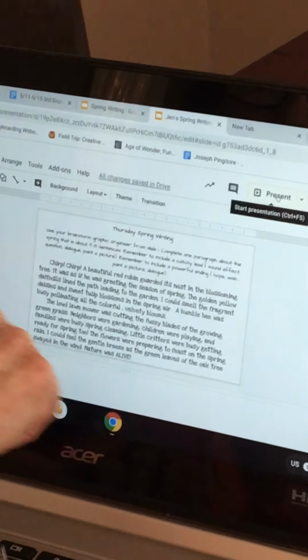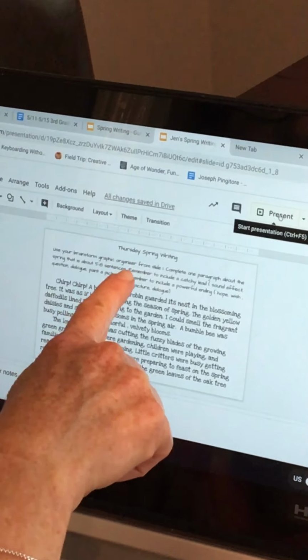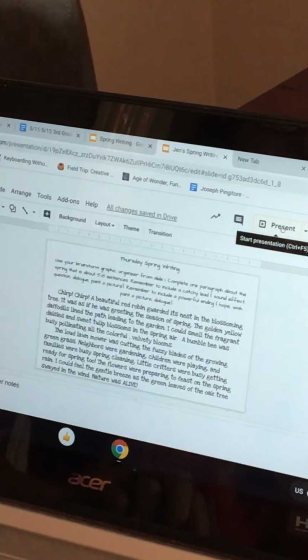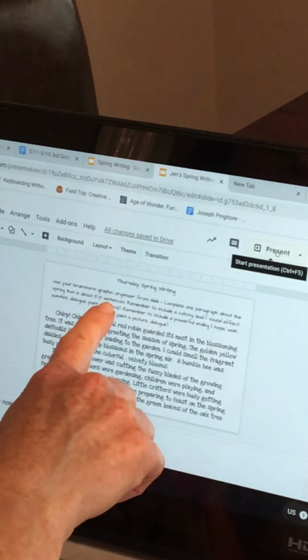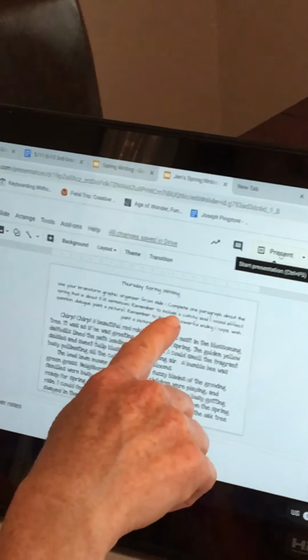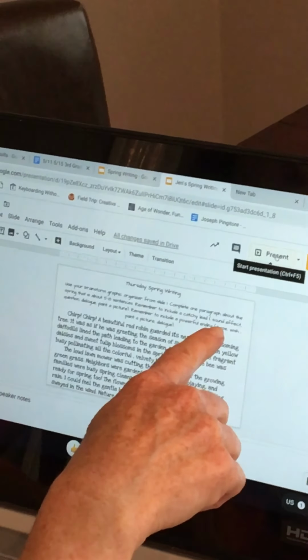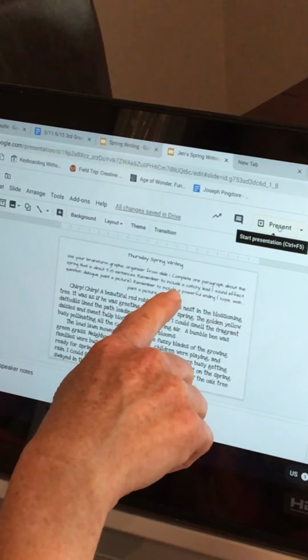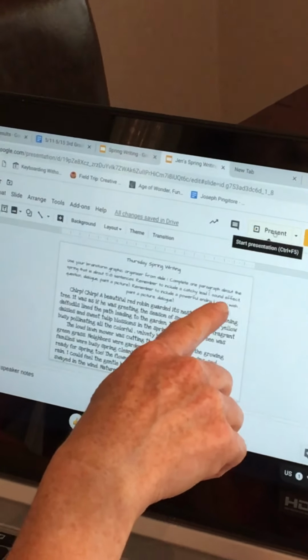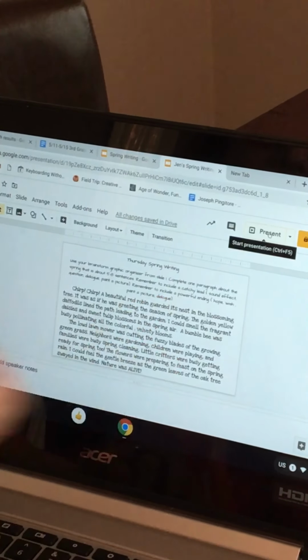Thursday spring writing. Use your brainstorm graphic organizer from slide 1. Complete one paragraph about the spring that is about 5 to 8 sentences. Remember to include a catchy lead: sound effect, question, dialogue, paint a picture. Remember to include a powerful ending: hope, wish, paint a picture, dialogue.